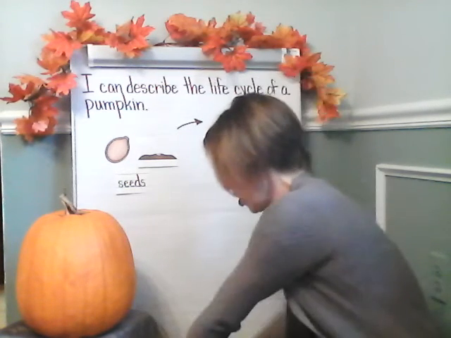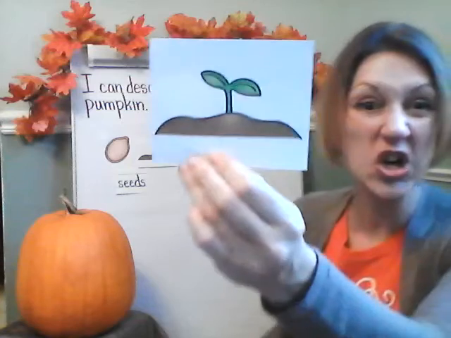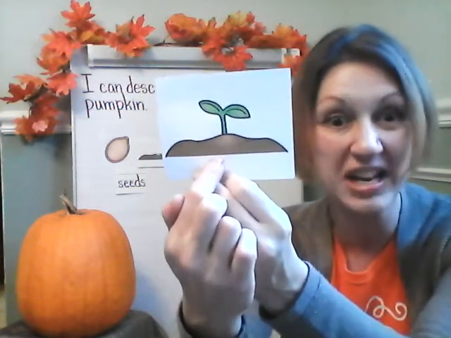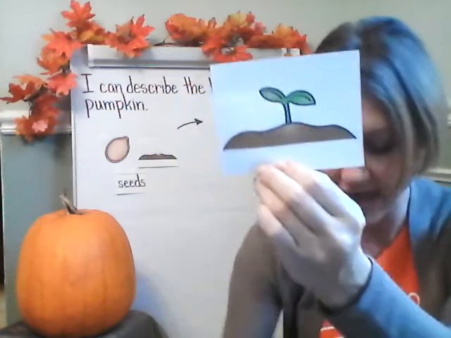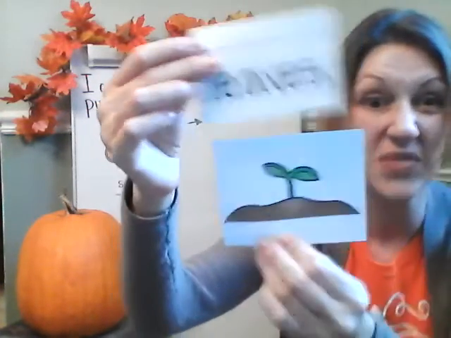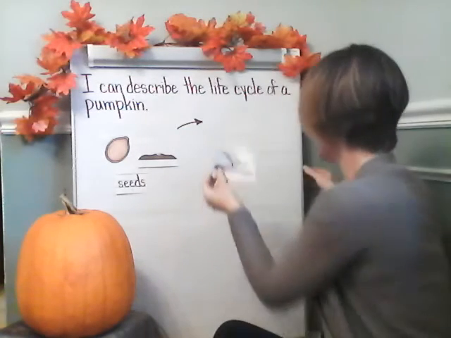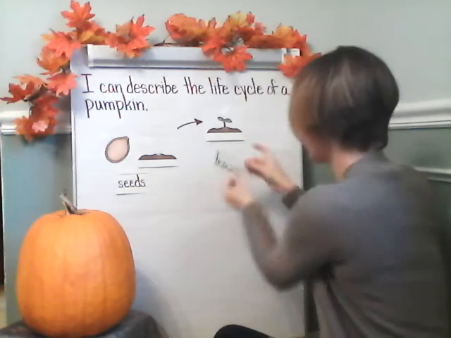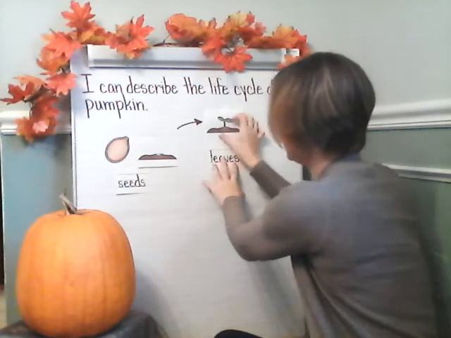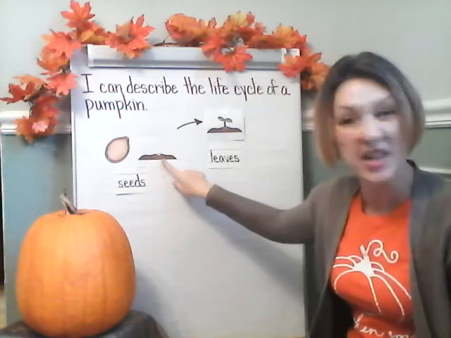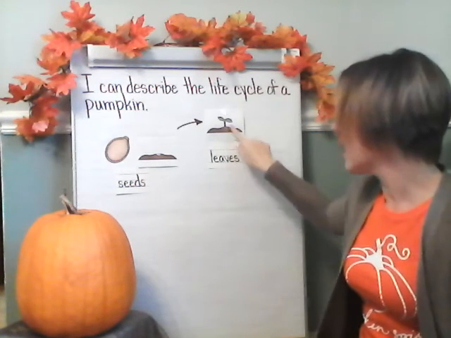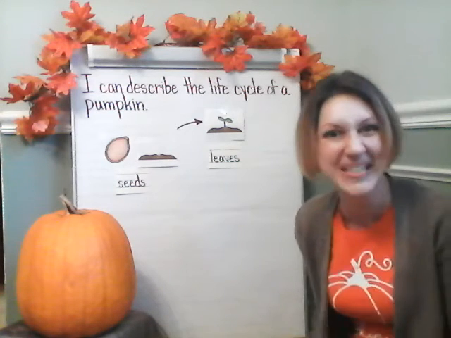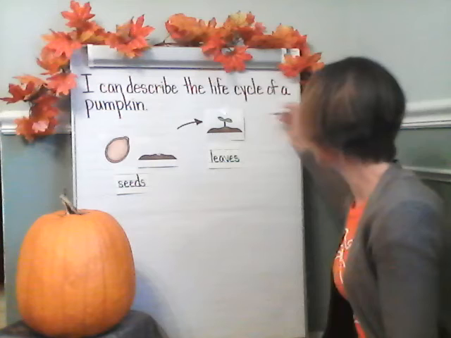So next, leaves start to sprout. Do you remember when we planted the seed in the soil? And then we watered it and the sunshine came, and after time, then there were leaves. So that's the next part. So remember, first we had pumpkin seeds. And remember when we planted the seed in the soil? And then after time, there were leaves that started to grow. Do you know what happens next? Oh, I can't wait to share with you.